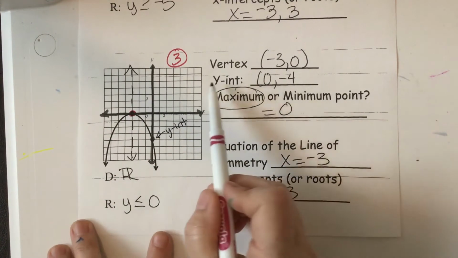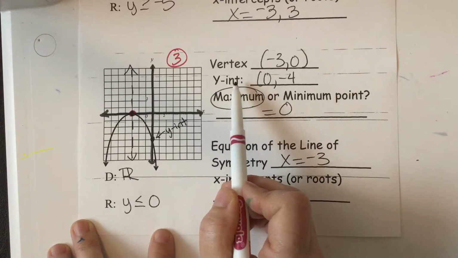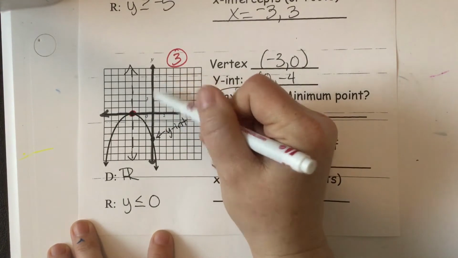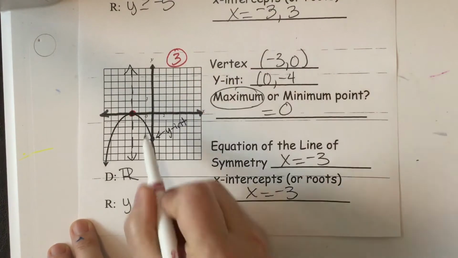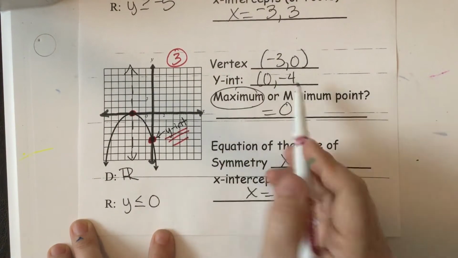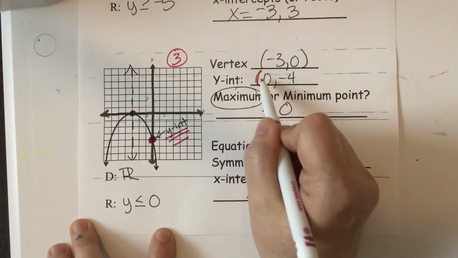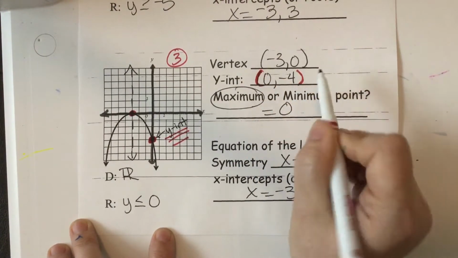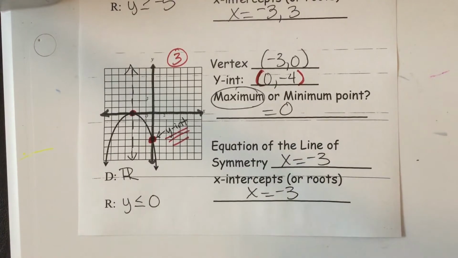Oh, this time I threw in a y-intercept. Did that trick you? A y-intercept is wherever the graph touches the y-axis. And the graph is touching the y-axis right there. So that's our y-intercept, which is the ordered pair 0, -4. So I threw that in, so that was something kind of new.